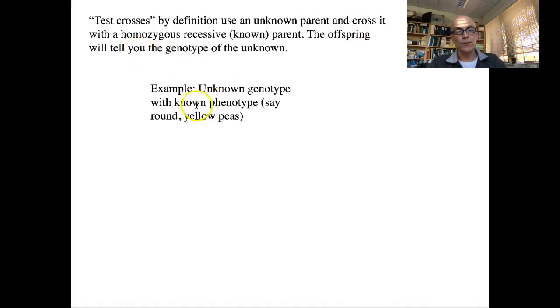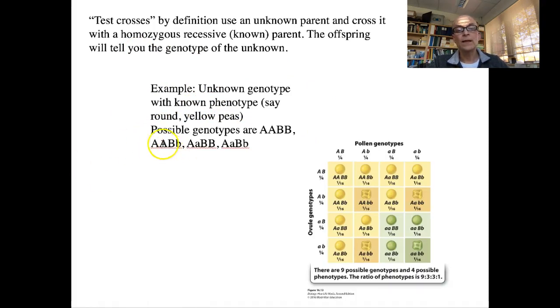I want to demonstrate that for you. So unknown genotype with known phenotype, let's say round and yellow peas. The possible genotypes for that round and yellow peas are big A, big A, big B, big B, this one. Big A, big B, little b, this one. And that's also the same as this one. And then the big A, big B, that's the same here and here. And then the big A, big B, little b, which you have here, here, here, and here.